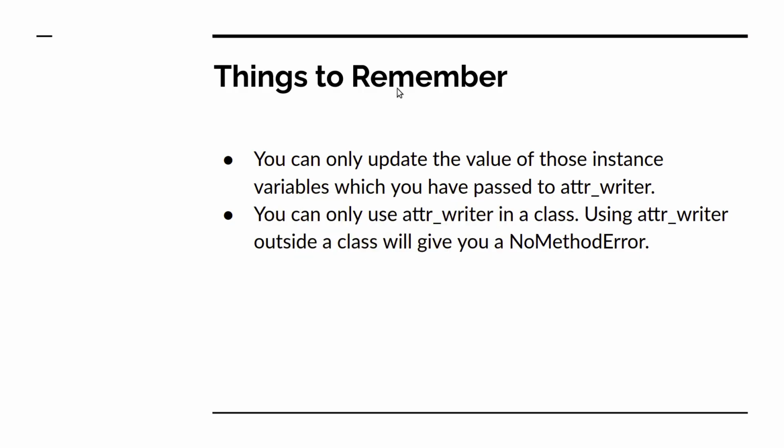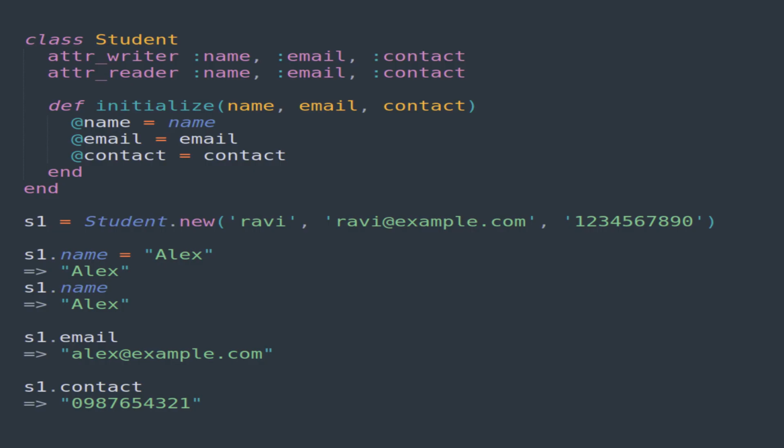The second point is that you can only use attribute writer in a class. Using attribute writer outside a class will give you a no method error. So yes, it is clear. Just like attribute reader, any accessor method needs to be defined inside a class. Outside, we will get a no method error. So here is the example.